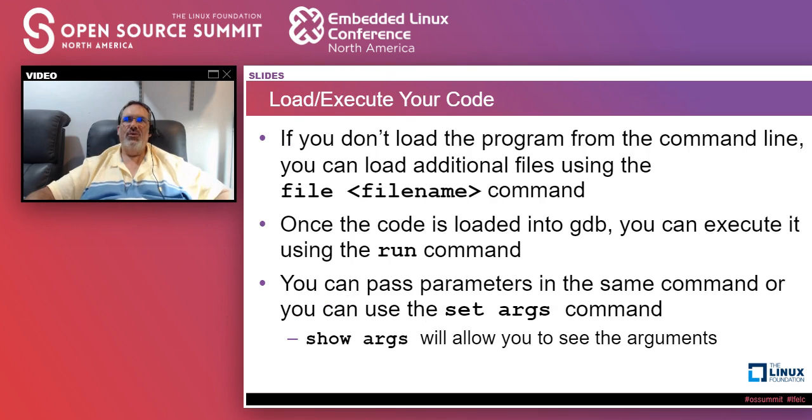Well, let's assume that for whatever reason, we decided not to load the application when we ran GDB. There is a way of getting around that particular problem. It's called the file command. With the file command, we specify the name of the file that we want to load, and it will load that into GDB just as though you had invoked it from the command line. That is an important feature when we talk about debugging kernel code.